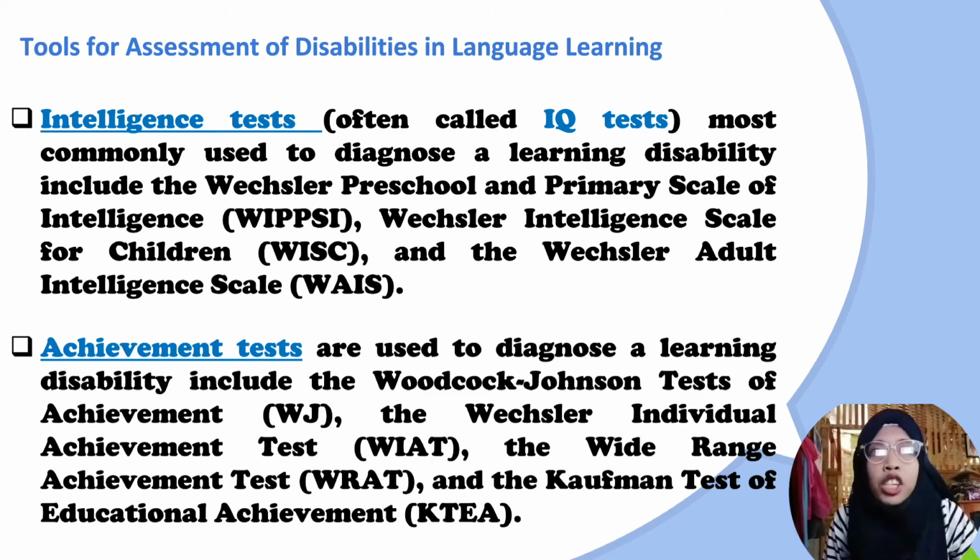Another are the achievement tests. So these are used to diagnose a learning disability, and include the Woodcock-Johnson test of achievement, the Wechsler Individual Achievement Test, the Wide Range Achievement Test, and the Kaufman Test of Educational Achievement. So these tests, achievement tests, focus on reading, writing, and math. If your child has fallen behind in a particular academic area, schools can offer remedial support, tutoring, and other tools to help your child catch up.